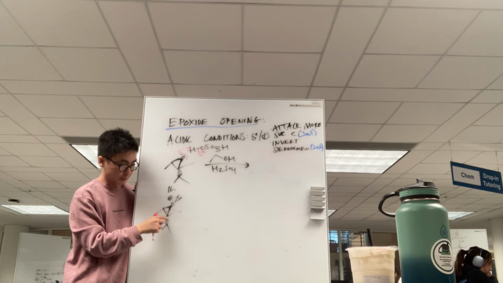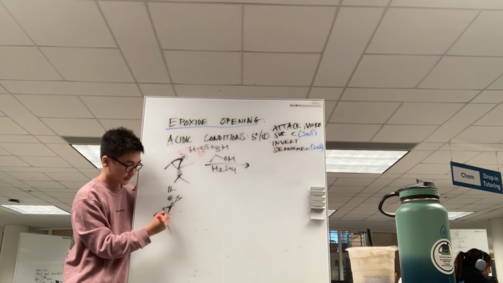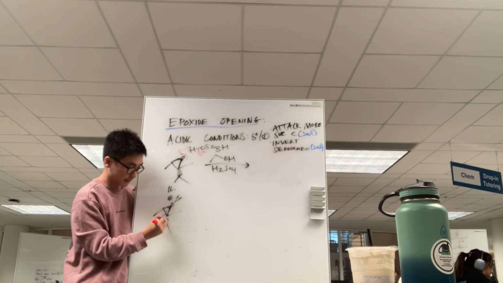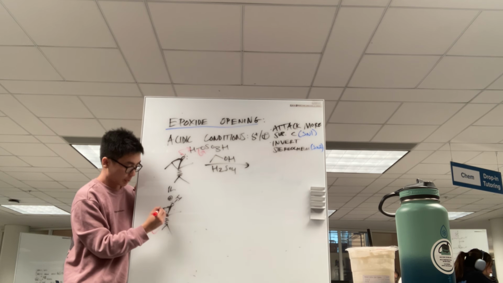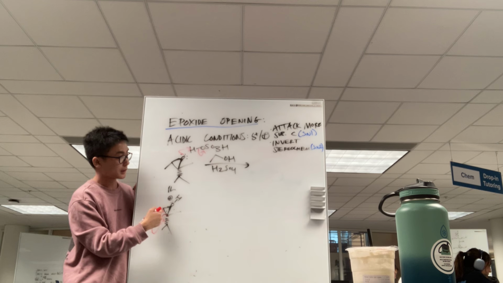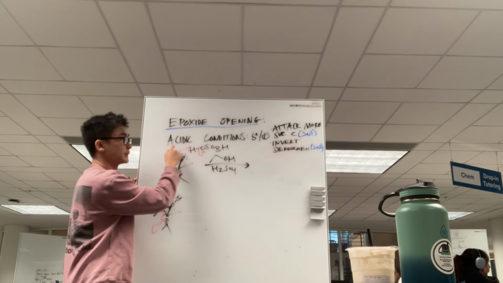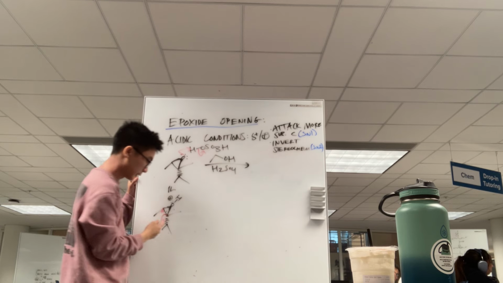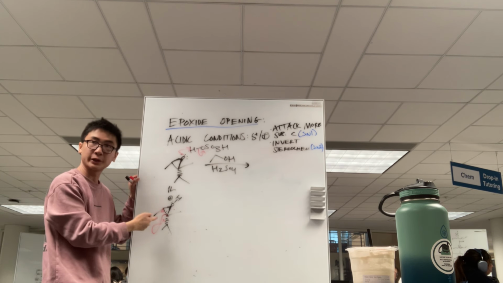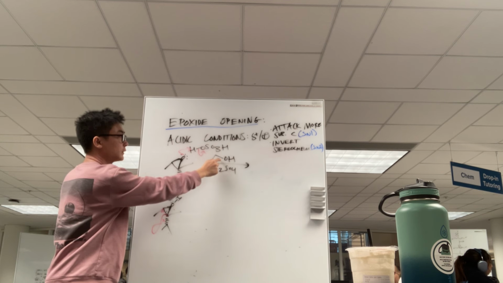Which carbocation is more stable, secondary or tertiary? Tertiary, because it's more substituted. So there's a bigger positive charge at this more substituted tertiary position compared to this less substituted secondary position right there. Right? So that's why in acidic conditions, we want to attack the more substituted carbon, because it has a bigger positive charge. It's a stronger electrophile for this nucleophile to attack.